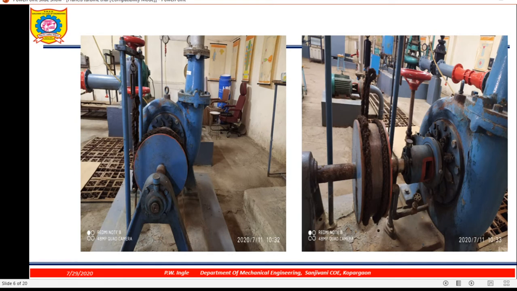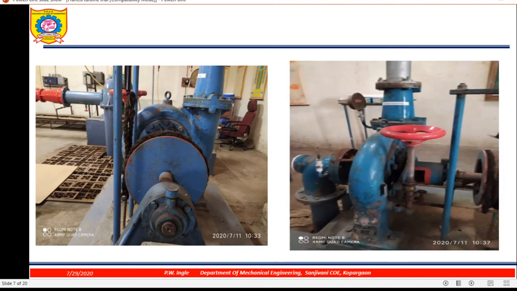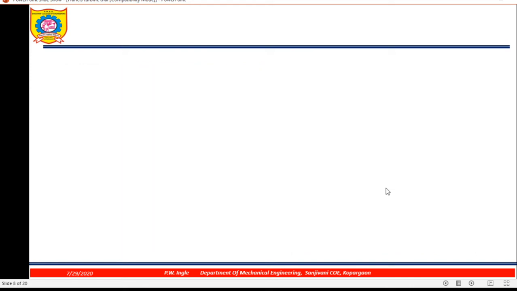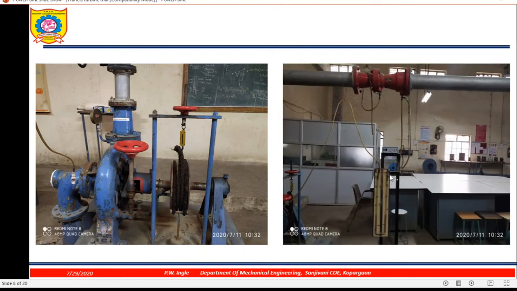So one thing you should keep in mind is that for every gate opening we have to vary the speed by applying the load. Okay, so you can see here the experimental setup. This is the hand wheel, and this is the scale. Here the scale is provided. Okay, this is the rope brake dynamometer.